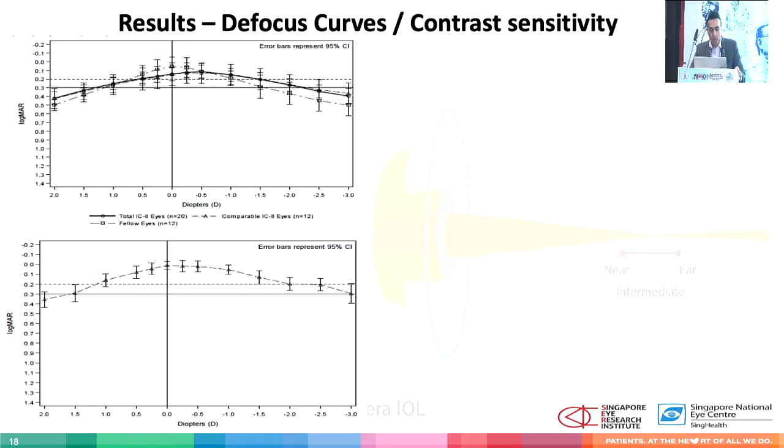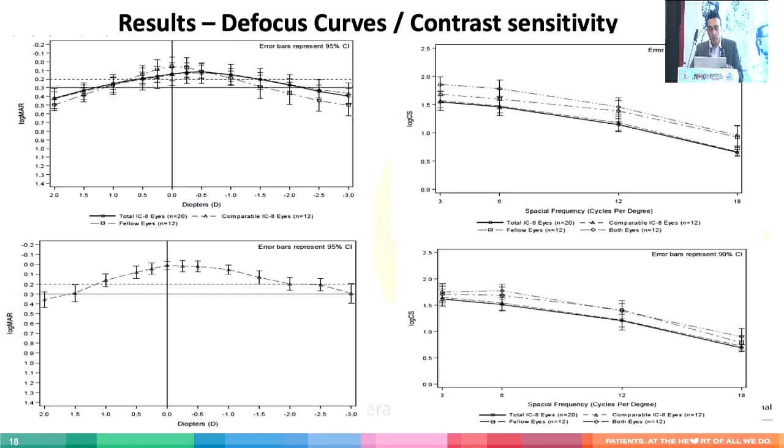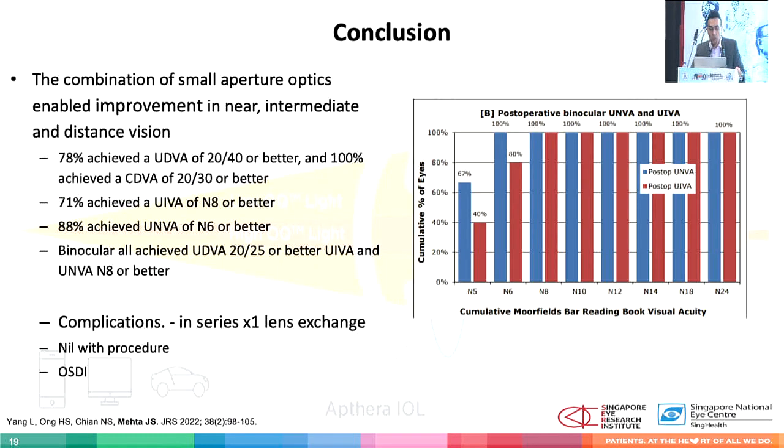When you look at the defocus curves, again, it shows you the same thing from the whole series of patients. Again, you see that effect regardless of the pathology. And when you look at contrast sensitivity, of course there is a reduction in contrast sensitivity in the eye that has the mask, but binocularly, the patients actually see very well overall, and the function is basically taken from the dominant eye, not the eye that has the ICA. So in conclusion, the combination of small aperture optics enabled improvement in near, intermediate, and distance vision.